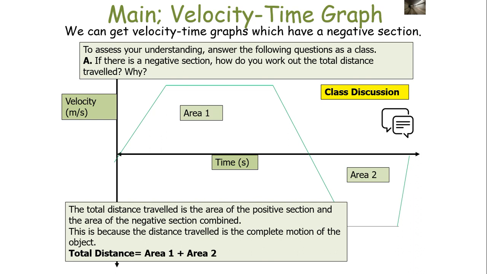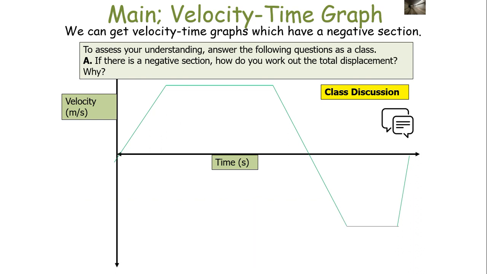So there's no direction attached to distance. Distance is just the total amount of movement you have done in the journey. So therefore, even though area 1 and area 2 represent different directions, that does not matter when you're working out distance travelled, as it's a scalar, so you just add the two values together.